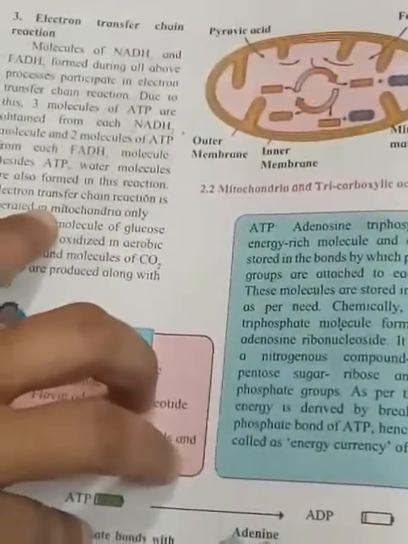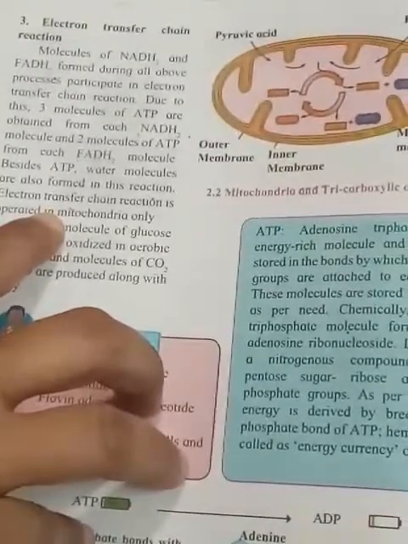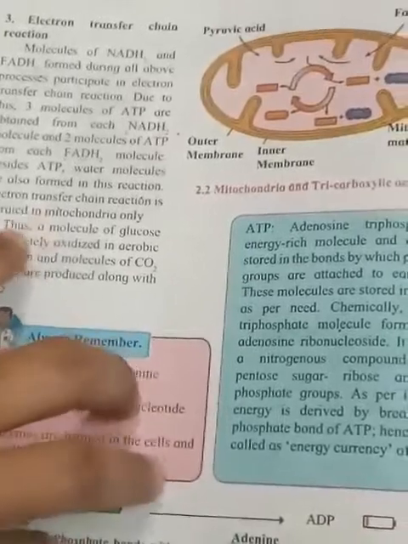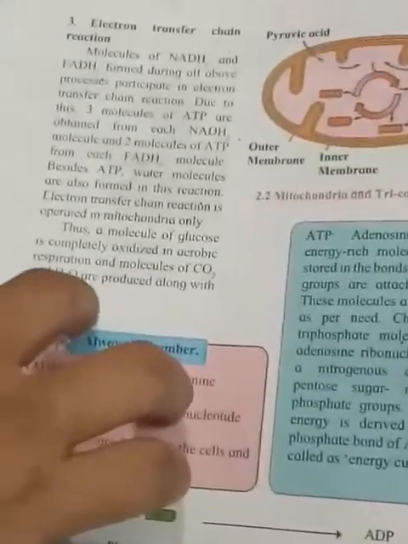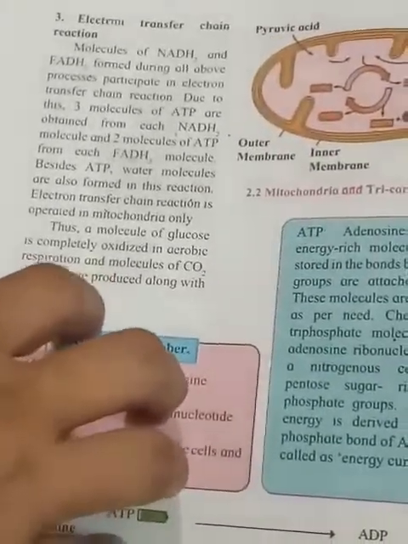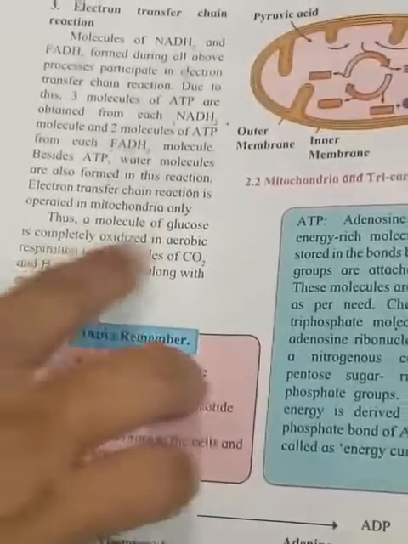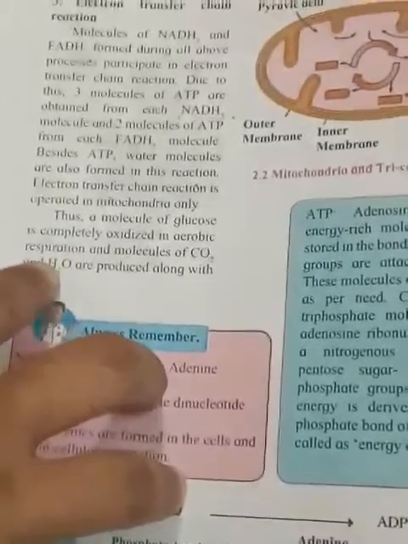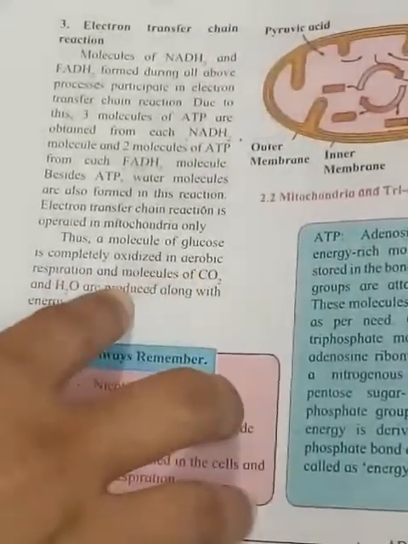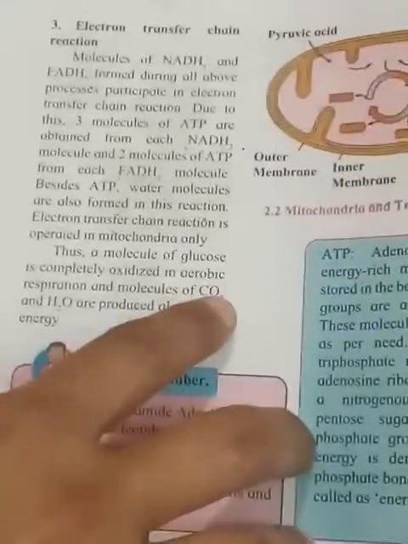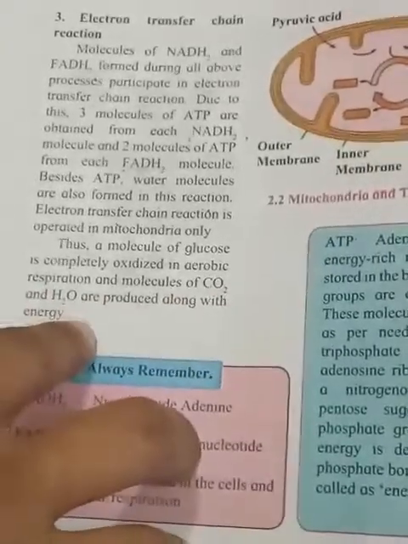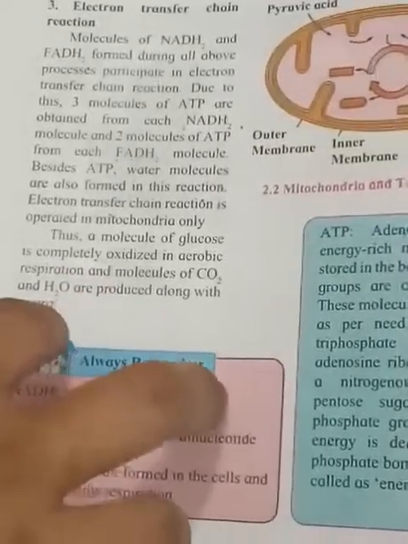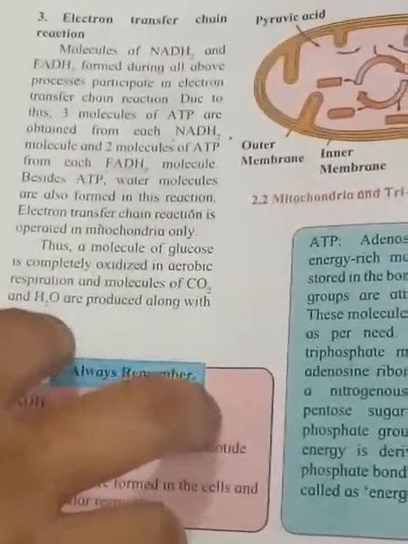In the first two steps there were a total of 6 ATPs, meaning 4 ATPs in the first step and 2 ATPs in TCA, and then the number of ATPs in the electron transfer chain. Now after this there is a complete oxidation of glucose by respiration, that is, by the formation of carbon dioxide and water, and along with that the energy, meaning ATP. This will be the end of the ETC cycle.